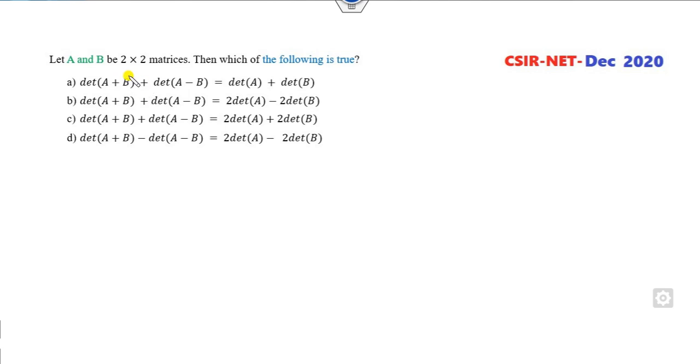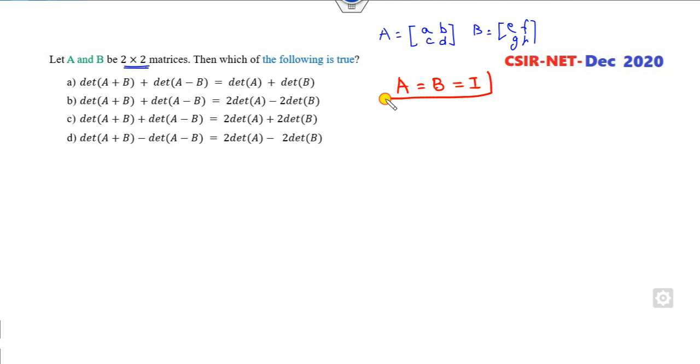Okay, now A and B are 2 cross 2 matrices. Sometimes students think about A, B, C, D and E, F, G, H. It will take a lot of calculation, but you have to spend a maximum of 10 to 15 seconds to solve the examination problem. So firstly you can take A equal to B equal to I of 2 cross 2.